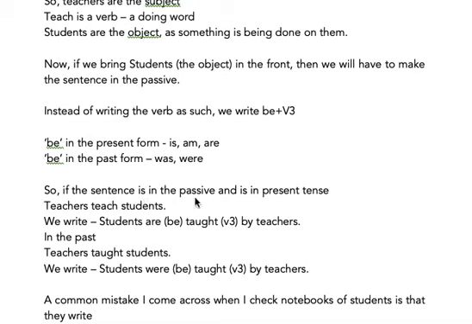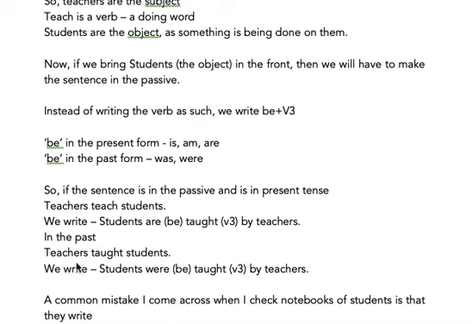So if the sentence is in the passive and is in present tense, teachers teach students, we write students are taught by teachers. So it's a present tense, so the present tense of be is, am, are. As students is plural, we'll select are from there. Students are taught by teachers. Taught is not the past tense form of the verb, it is the third, that is the past participle form. Teach, taught, taught, third form.